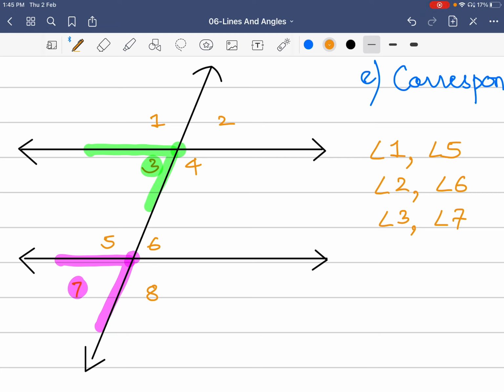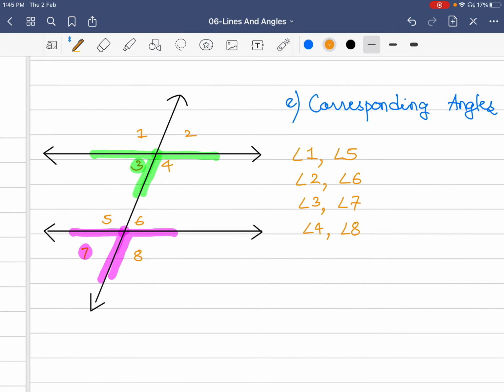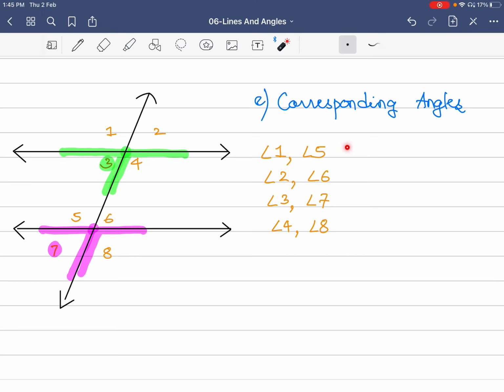Same goes with angle 4 and angle 8. I'm just going to quickly highlight it. This is angle 4, which is to the south and to the right, and again, angle 8 is also to the south and to the right. So angle 4, angle 8. So in terms of corresponding angles, we have four different pairs. Thus we have four different pairs of corresponding angles in terms of a transversal and two parallel lines.